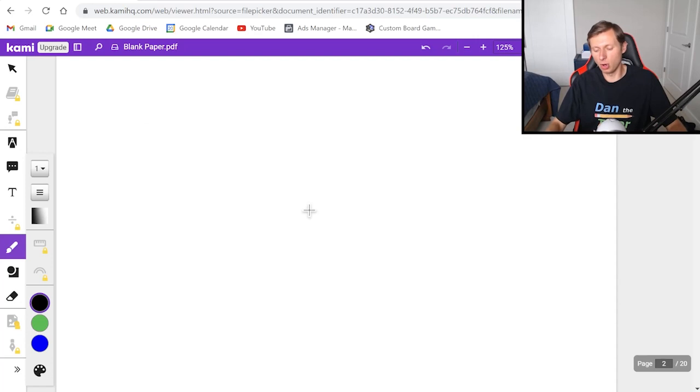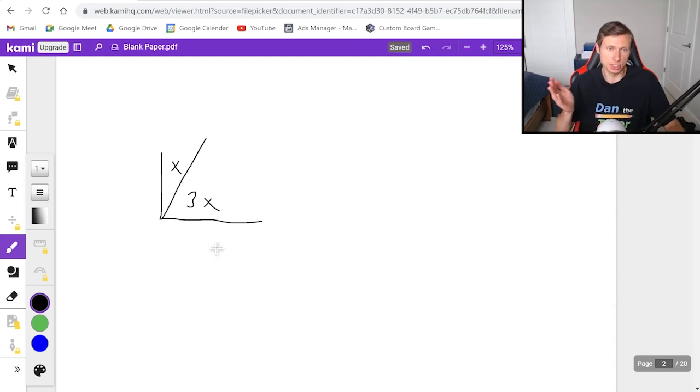Now let's look at some harder ones. The next two will be harder examples. Let's say for this one, I have the complementary angles divided like this. This one is X, and this one is 3X. And I don't know what X is. I want to solve for X. So how would we do that?